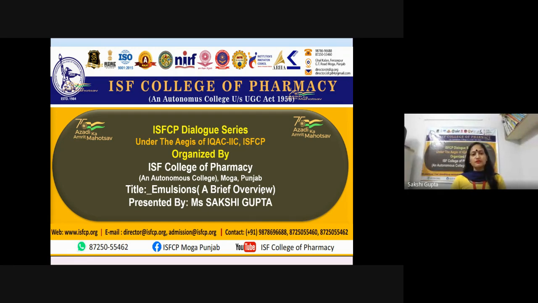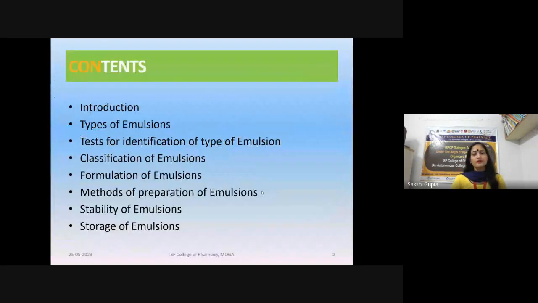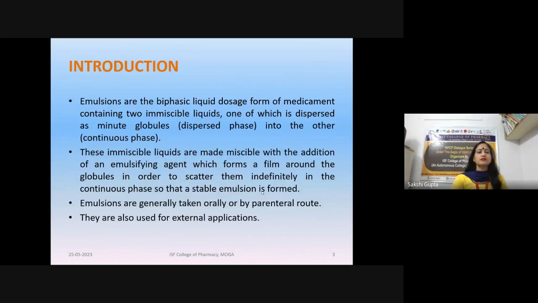So, moving towards today's topic, that is emulsions, a brief overview. The contents of today's discussion are introduction about the emulsions, types of emulsions, tests for identification of type of emulsion, classification of emulsions, formulation of emulsions, the methods of preparation of emulsions, stability of emulsions, and finally the storage of emulsion. So, firstly, we are going to discuss about the introduction.